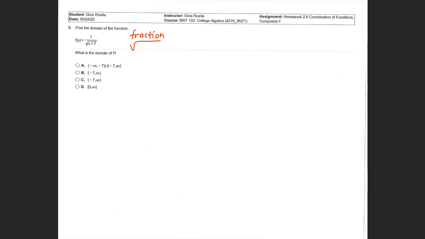The expression under the square root in the denominator cannot be 0. It must be greater than 0. So x plus 7 must be greater than 0. If it equals 0, the function is undefined, so we cannot put equal 0 here. Solving the inequality, x plus 7 greater than 0, so x is greater than negative 7.